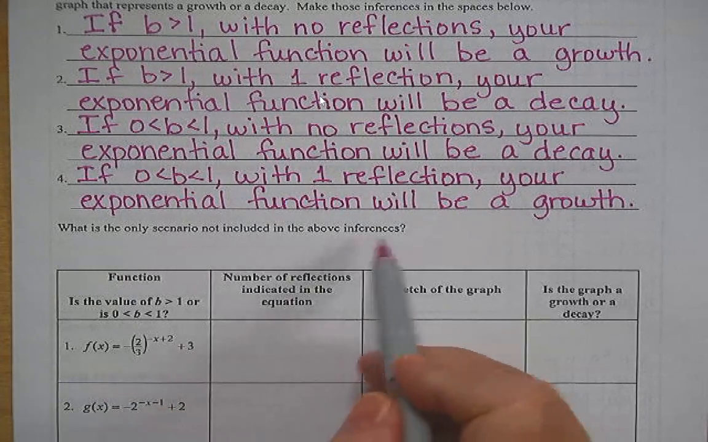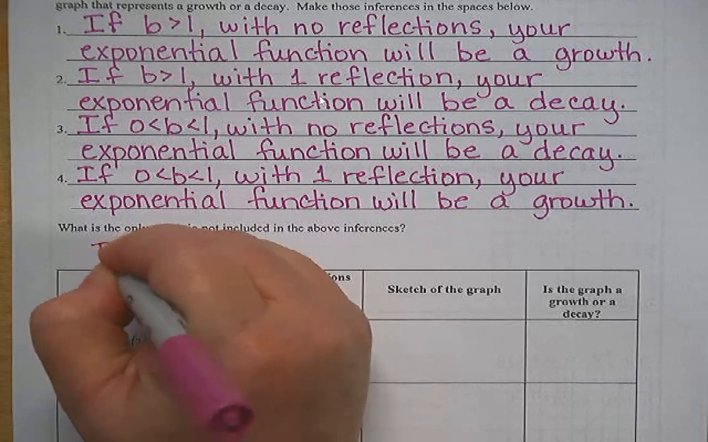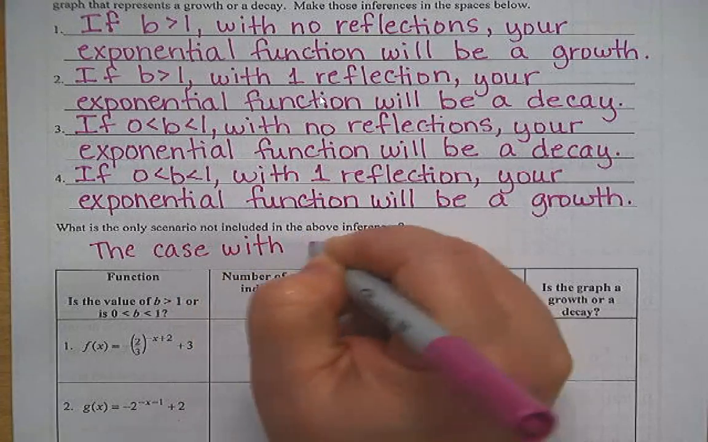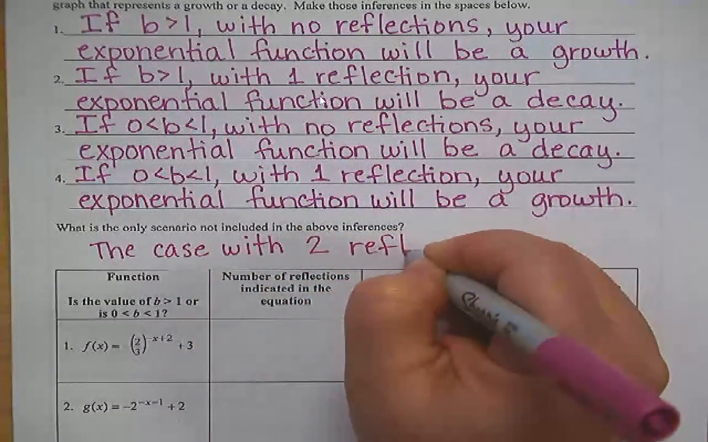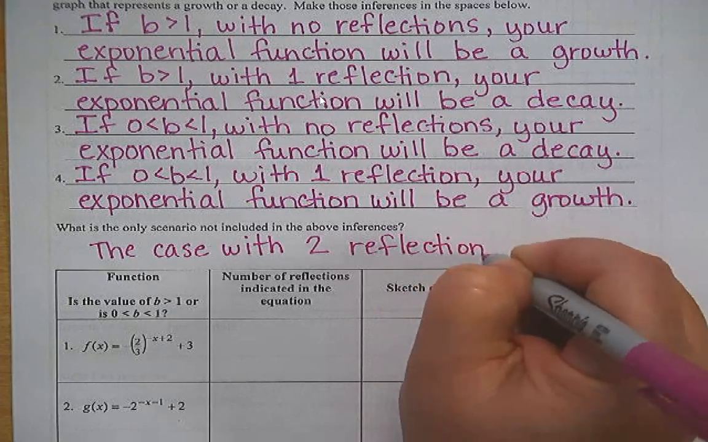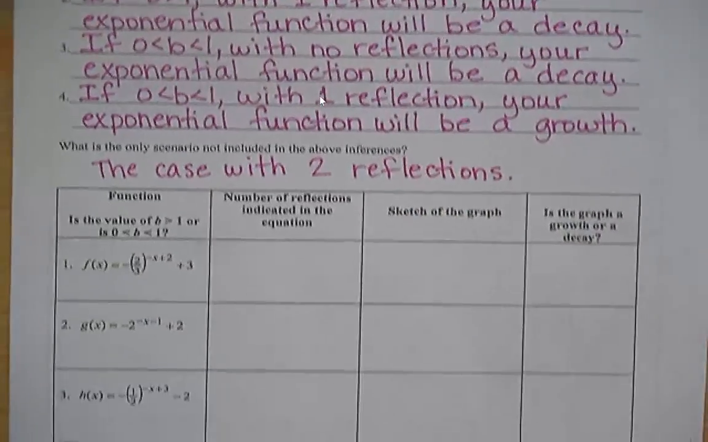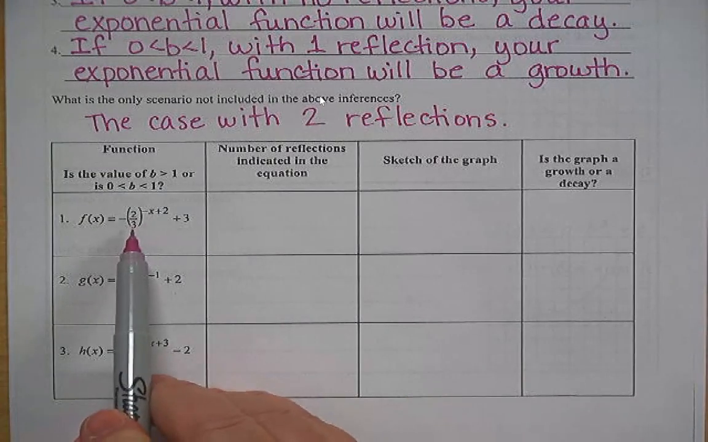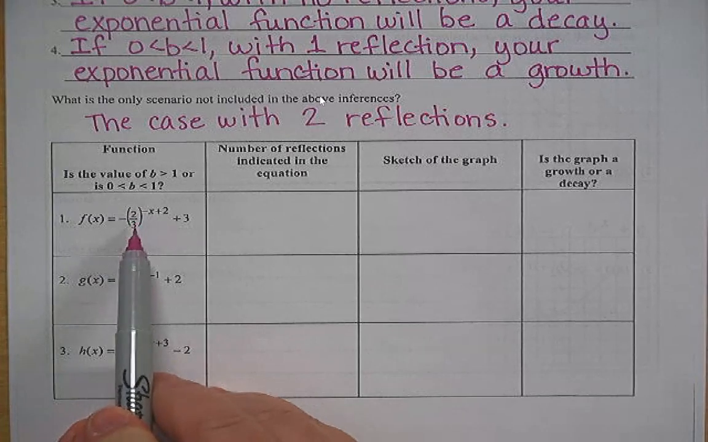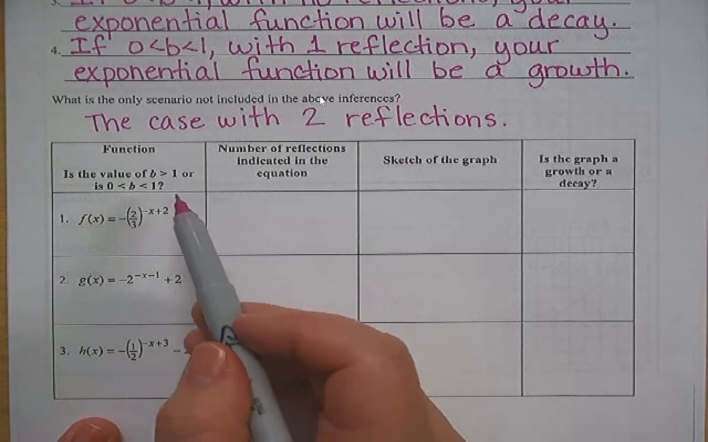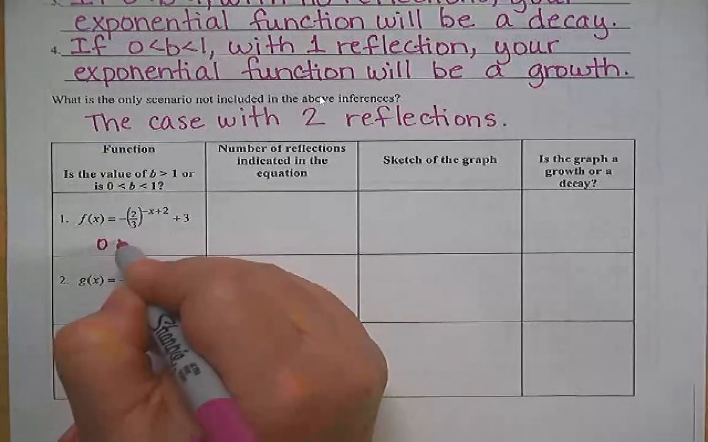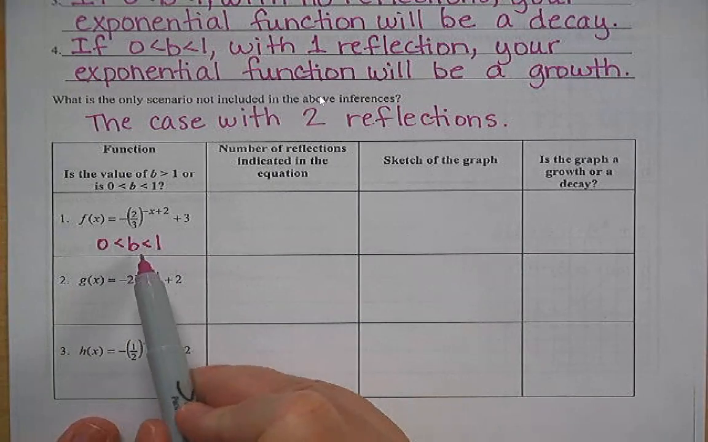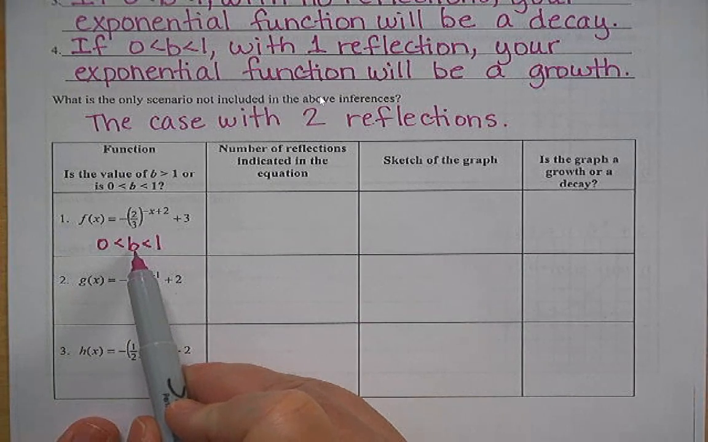So, what is the only scenario not included? The case with two reflections. So, let's explore that to finish up this conversation. All right, so here we have something where the B value is 2/3. So the B value is between 0 and 1. That would generally indicate that we have a decay because we're multiplying by a fraction less than 1.